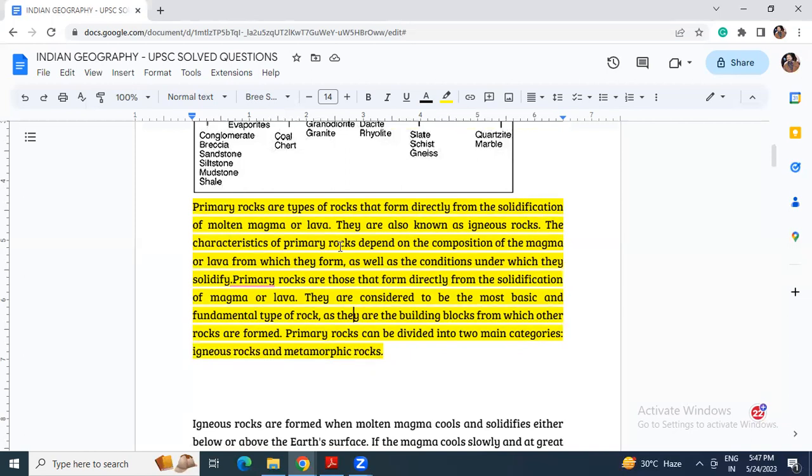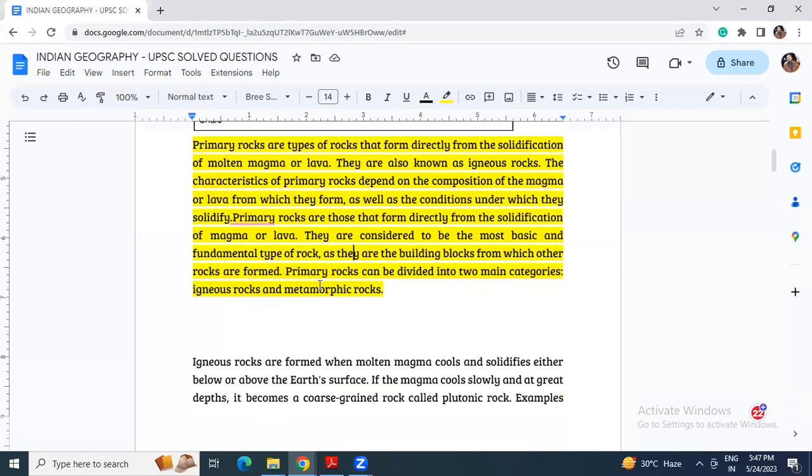Now, what are the characteristics? The characteristics of primary rocks depend on the composition of that magma or lava from which they are formed. Yes or no?